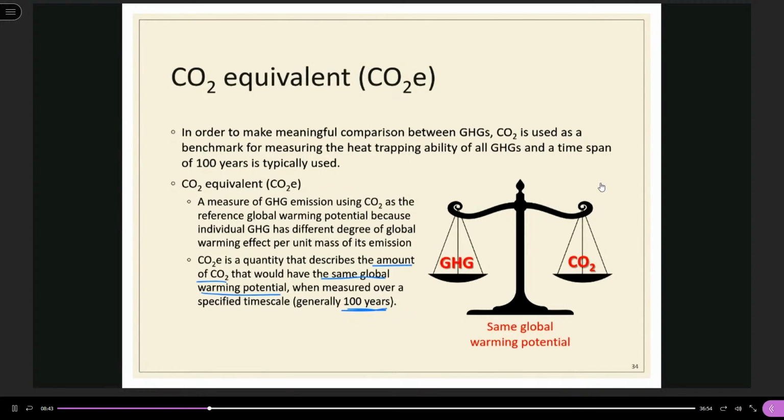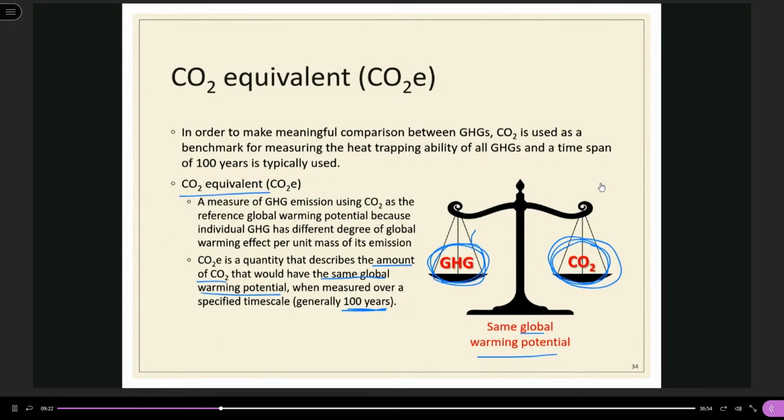If a certain amount of a greenhouse gas like methane produces a greenhouse effect, what amount of carbon dioxide would produce the same greenhouse effect, the same global warming potential? That amount of carbon dioxide is the carbon dioxide equivalent.